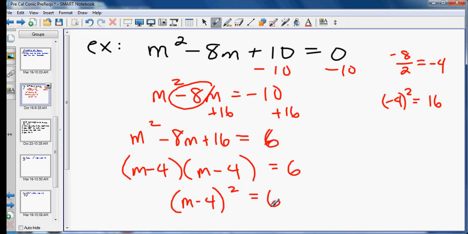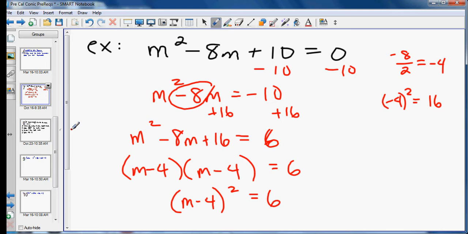And that is actually why it's called completing the square, because by adding the 16 to both sides, we're making it possible to factor this in such a way that when we do it, both terms are identical and can be written as a squared term. So that is the square we're completing.